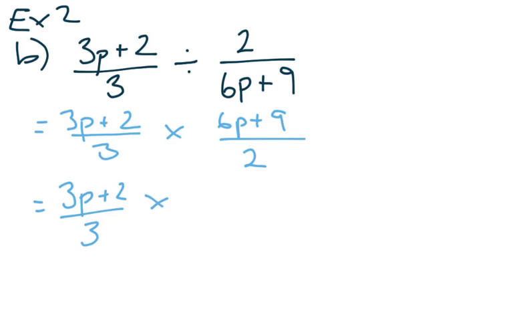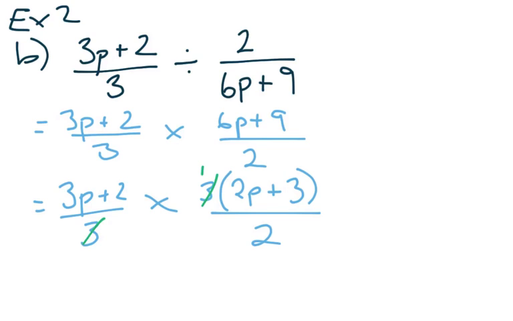But I can take a common factor of 3 out of 6p plus 9. So if I put the 3 here, and it becomes 3 brackets 2p plus 3, all over 2. Now I can look diagonally and notice that I can cross out this 3 with this 3 here, because it just ends up being 3 divided by 3, which is 1. Okay, so we can write the little ones there if you want to. So then we just end up with 3p plus 2 times 2p plus 3, all over 2.